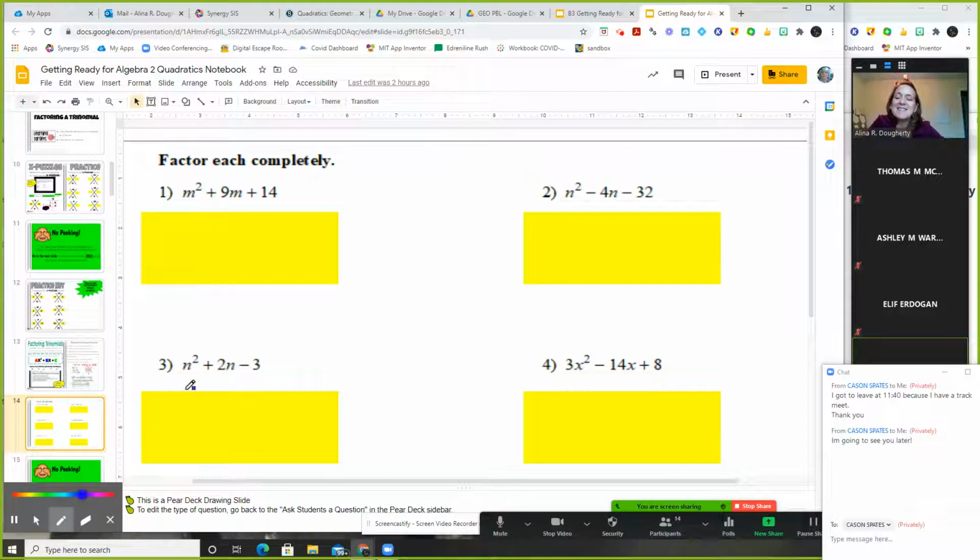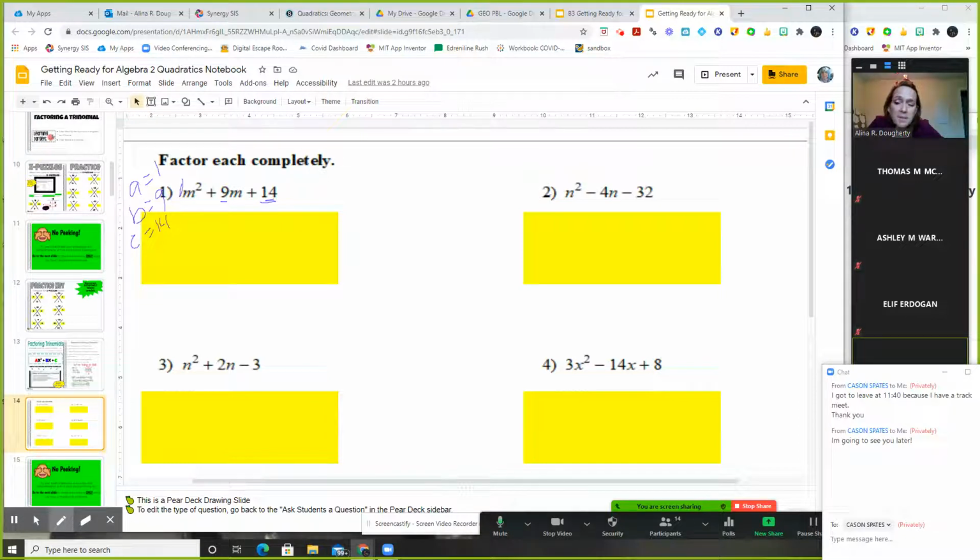Okay. Step number 1 was to find the A, the B, and the C. So the A is 1. That's the invisible 1 right there. The B is 9. That's the 9 right there. And then the C is 14. That's this guy right here. So identify your A, your B, and your C on your piece of paper. Write down A equals 1, B equals 9, and C equals 14. You want to write down the whole equation too. m squared plus 9m plus 14.